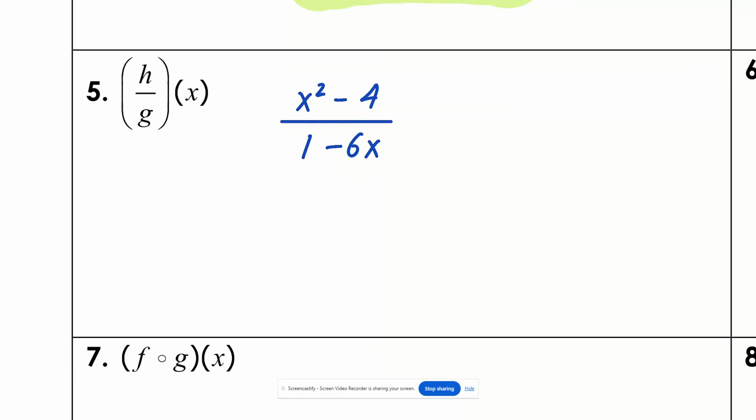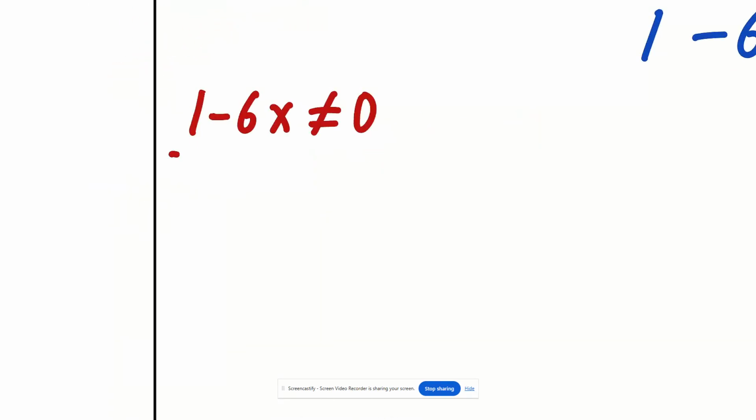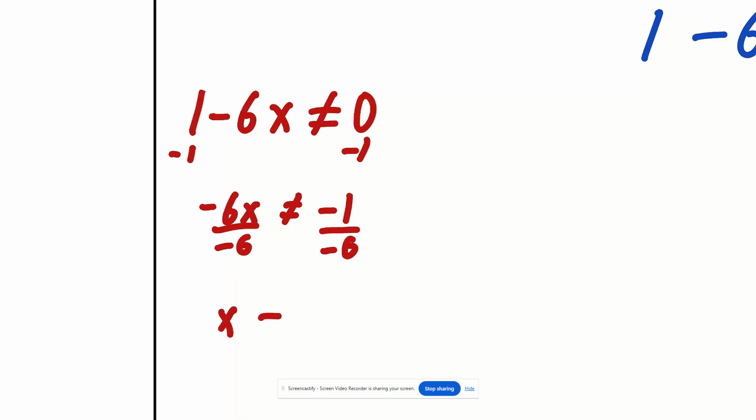Here's another one. Look, I'm dividing. There is a variable in the denominator, so I'm going to have to limit my domain. It can't be everything. There's going to be something that it cannot equal. So what did we say you do? You take the denominator, 1 minus 6x, you set it not equal to 0, and you solve. So let's do that. I'm going to subtract 1, so negative 6x cannot equal negative 1. Then I'm going to divide by negative 6. Those negatives will cancel, so x cannot equal 1 over 6.